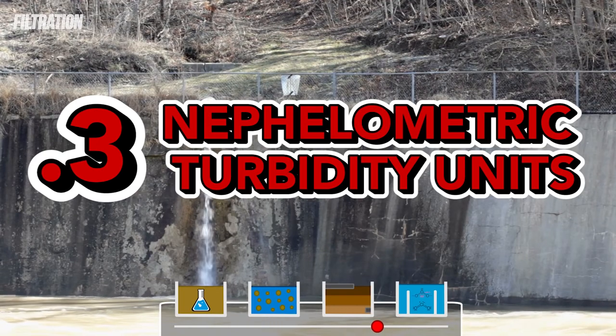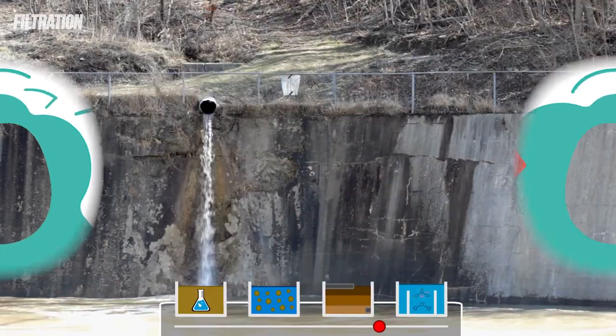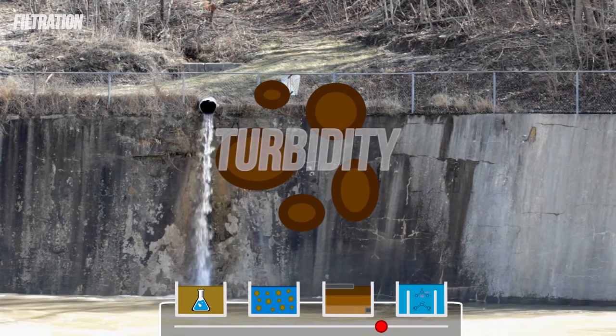Try saying that 3 times fast. Or whatever local code is used for water clarity. This measurement is essentially just a way to determine the number of particles still remaining in the water, or turbidity.